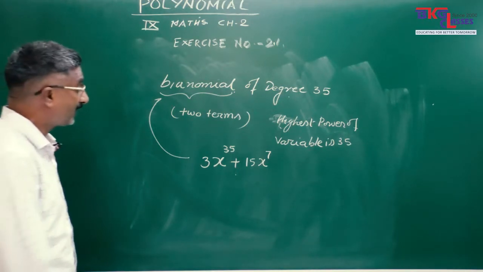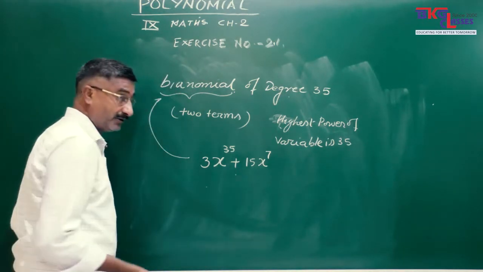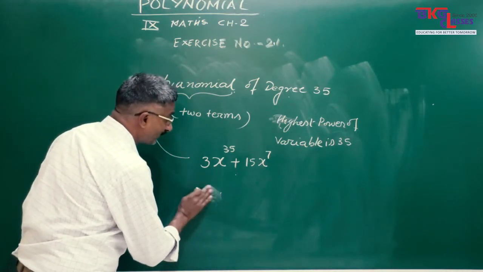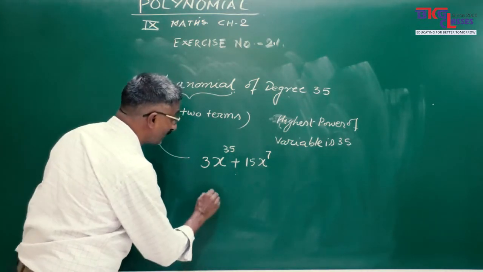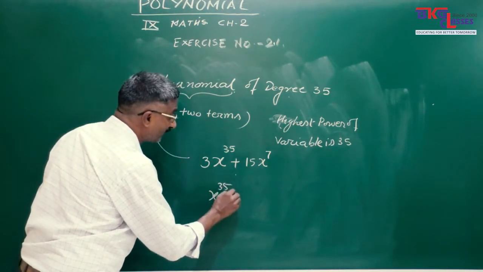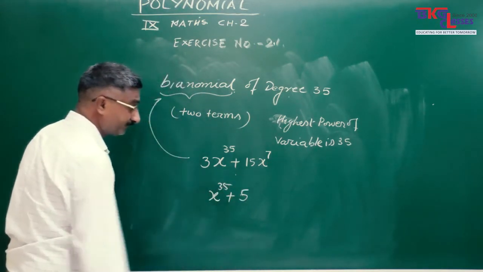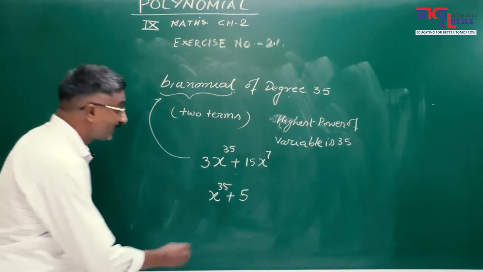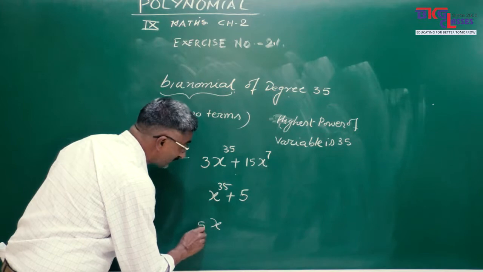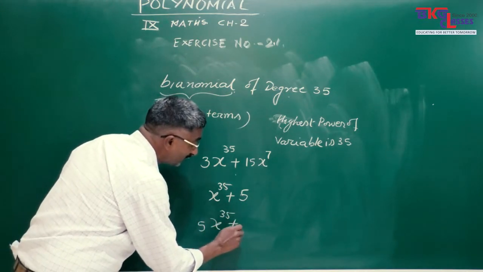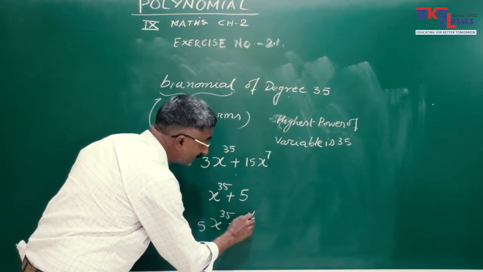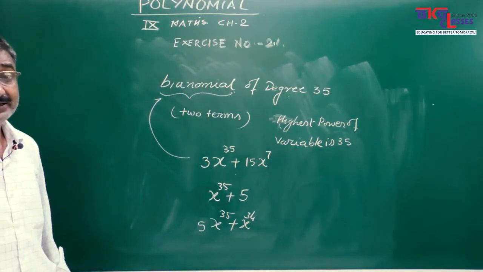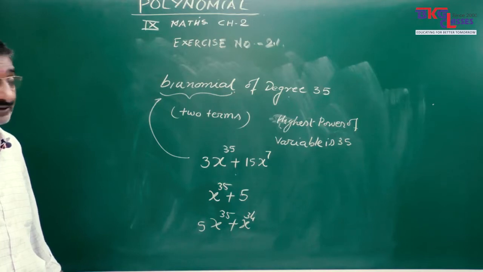Clear? Now you can write another one. So that is 3. Sorry, no, I am writing 3. I will write x raised to power 35 plus 5. This is also a binomial equation. x raised to the power 35 plus x raised to the power 34. This is also a binomial equation of degree 35 because the highest power is 35.